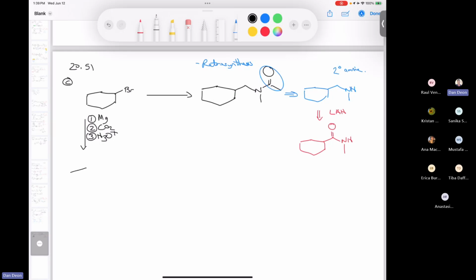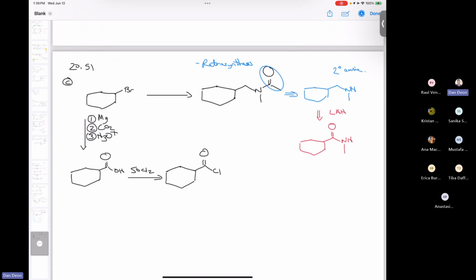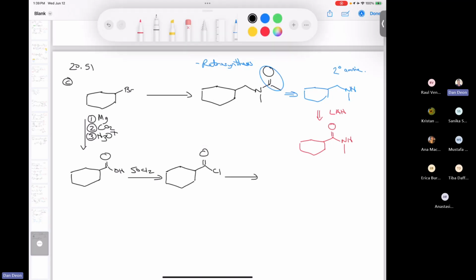So after this point, you get the carboxylic acid, and then you're going to treat that with thionyl chloride to get the acid chloride. Now that we've got the acid chloride, you can see that we can make the amide with relative ease, okay? So we're going to treat it with CH3NH2. Now, of course, we're going to need an excess of that because you need a second equivalent to do the deprotonation. But that is going to give us the compound that I have written in red, okay?